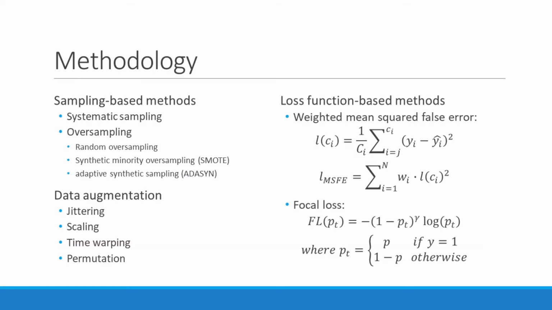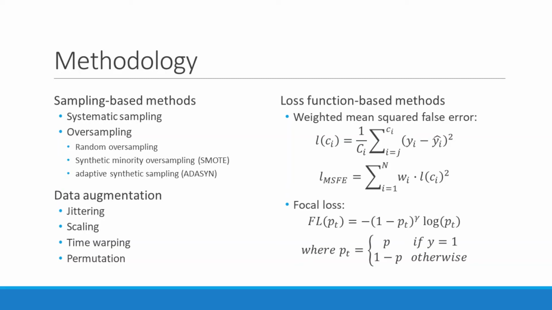Systematic sampling methods sample EEG epochs through the selection of every kth element to improve the efficiency of the training process without sacrificing accuracy. Oversampling and data augmentation methods generate a relatively balanced dataset. I was using three oversampling methods, including random oversampling, synthetic minority oversampling, and adaptive synthetic sampling methods, and four data augmentation methods, including jittering, scaling, time warping, and permutation.